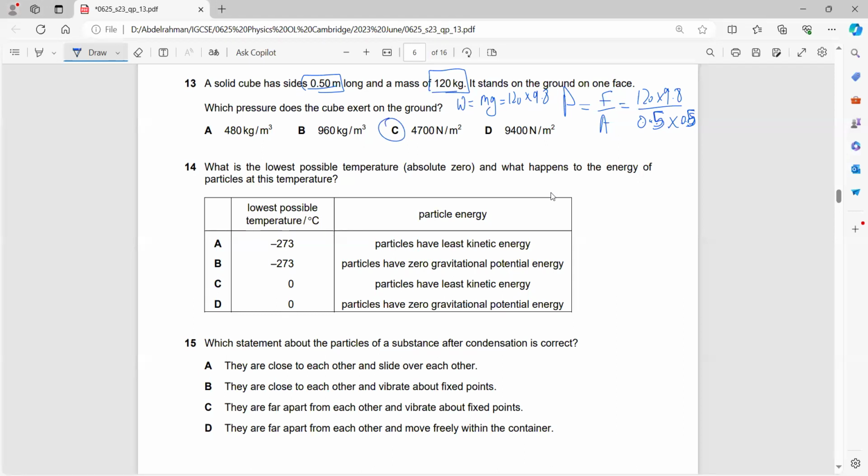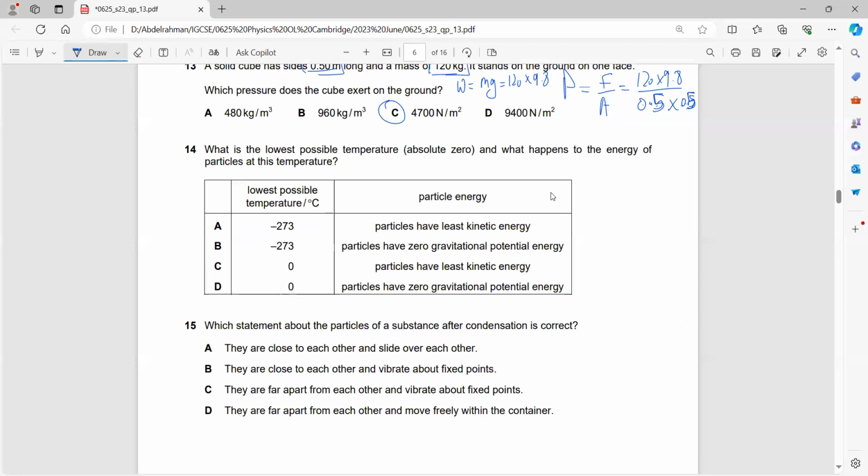Again, pressure equals force over area. You cannot use the mass. You have to first find the weight by multiplying by 9.8.